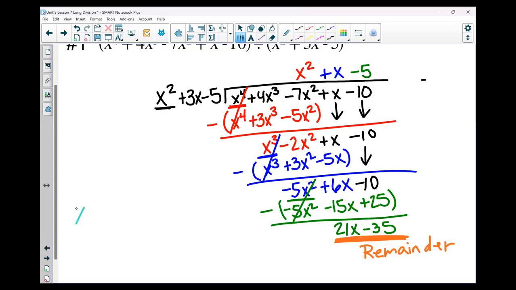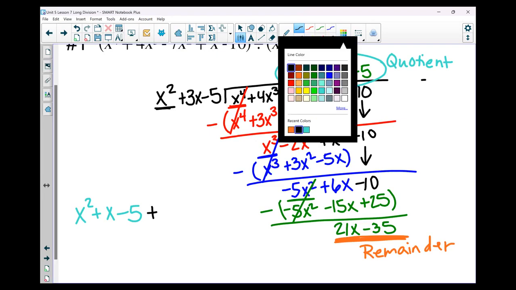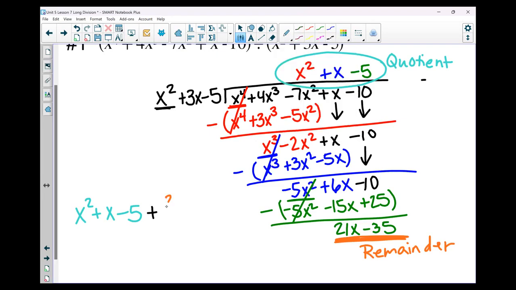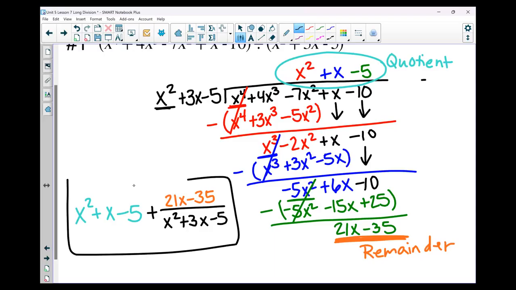The quotient, which you find in the top of the long division setup, so that is simply this here, quotient, plus the remainder, which we figured out was 21x minus 35, over the divisor, which is the outside, x squared plus 3x minus 5. For a long division problem, this is your complete answer.